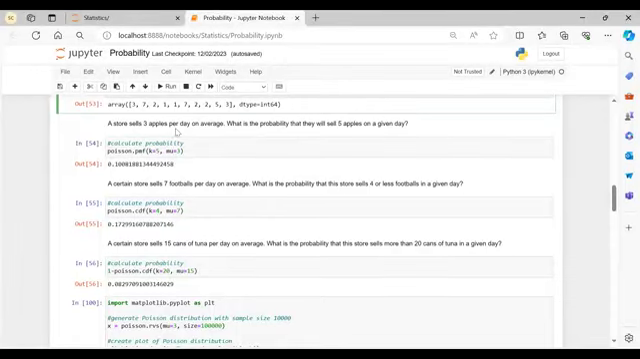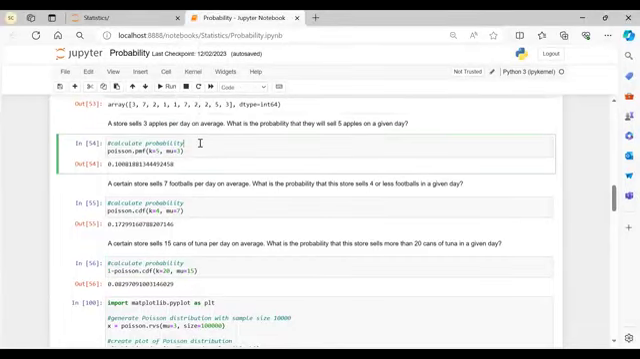So here, whenever you see the word per, a rate, then you can blindly go and consider this Poisson distribution. So on a daily basis, the store sells 3 apples per day. Now the problem is, what is the probability that they will sell 5 apples on a given day? On an average, they are selling 3.